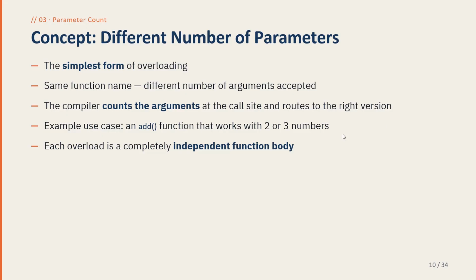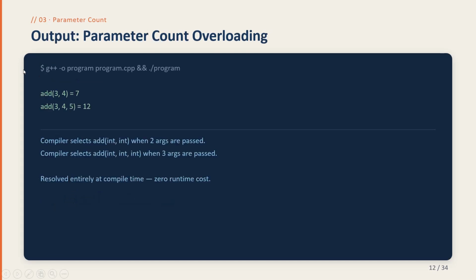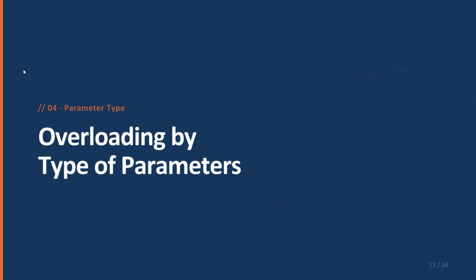Now let's look at examples, starting with overloading by number of parameters. The first type is overloading by parameter count. This is one of the simplest forms of function overloading. Here there are two functions. One is the add function with two parameters, a and b. The next function is add with three parameters a, b, c. So when we call add(3, 4), our compiler automatically reaches the first function, add(a, b), and it returns the value 7. Whereas when add(3, 4, 5) is called, the compiler selects the three-parameter version and produces the output 12. The selection happens at compile time here.